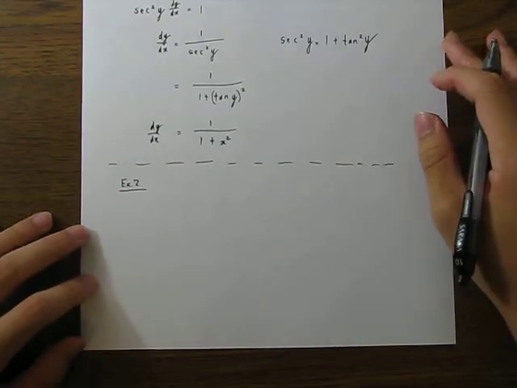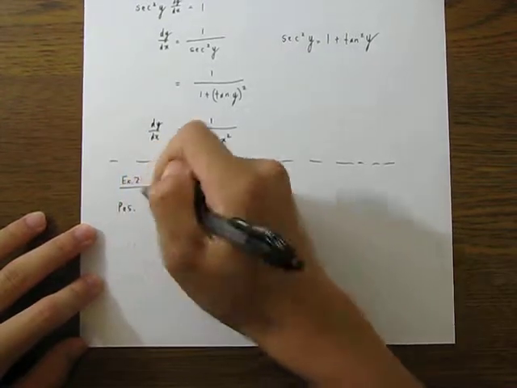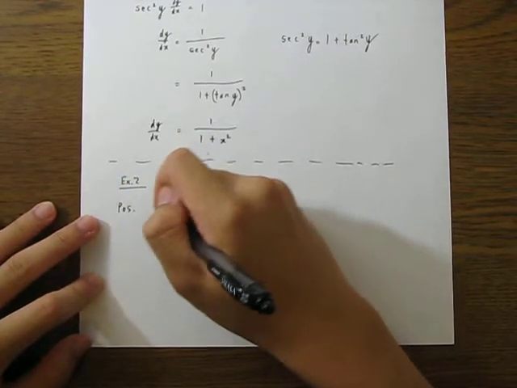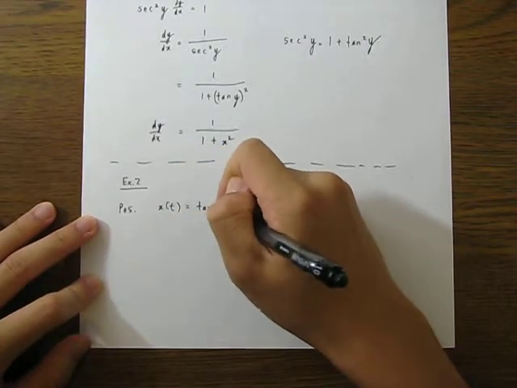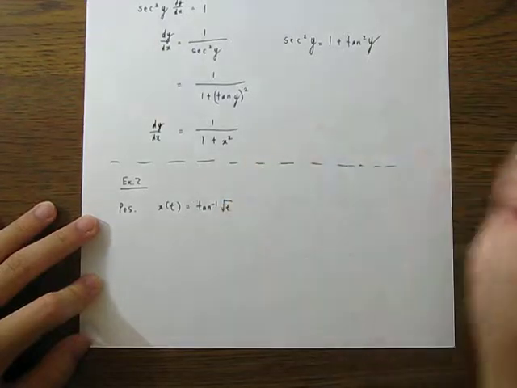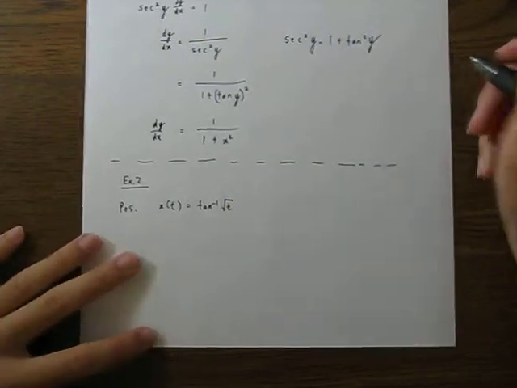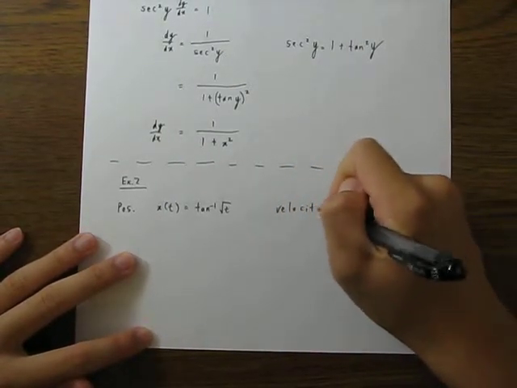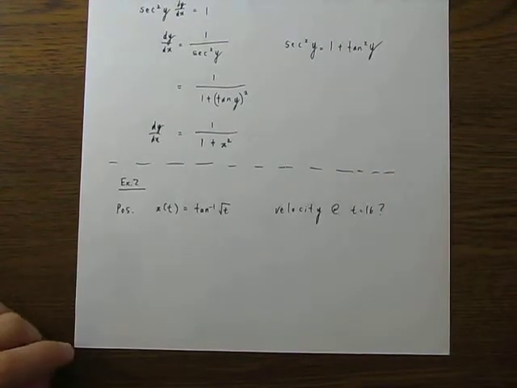Example 2 says, a particle moves along the x-axis so that the position function, at any time t greater than or equal to 0, is x(t) equal to arctan of root t. The question asks us to find the velocity of the particle at time equals 16. So what are we going to do? We're going to derive first.